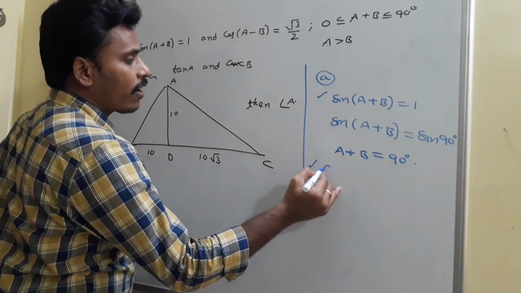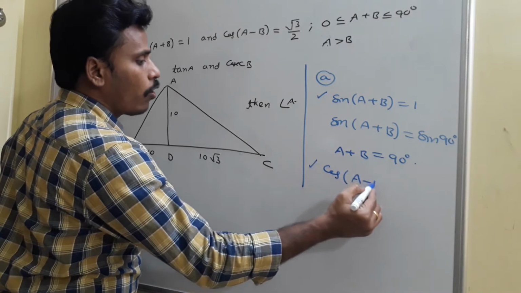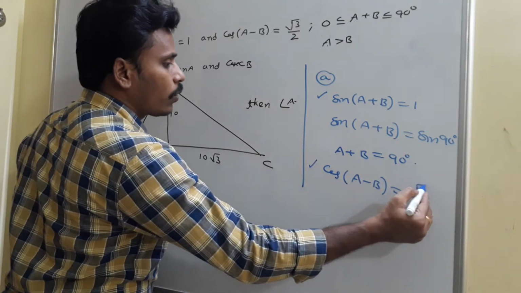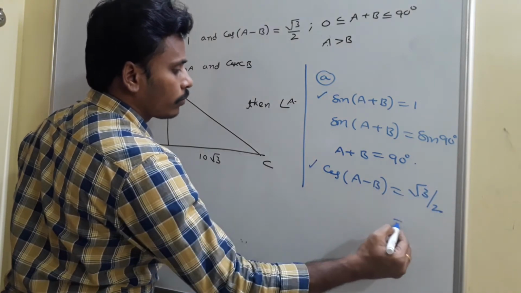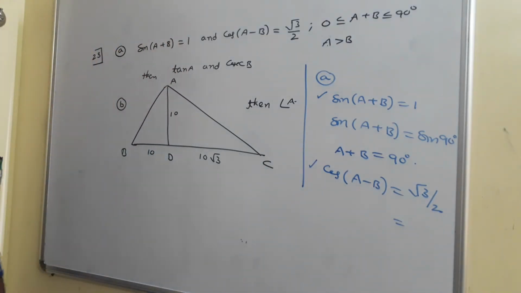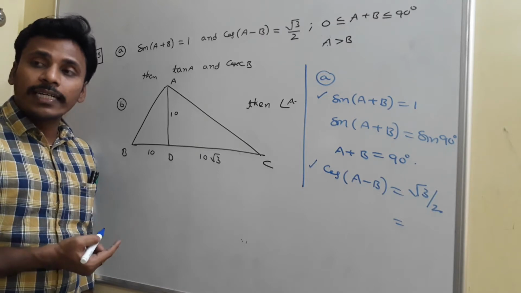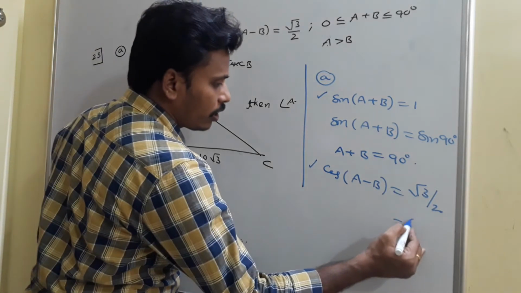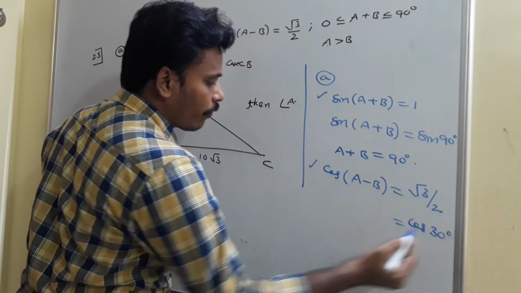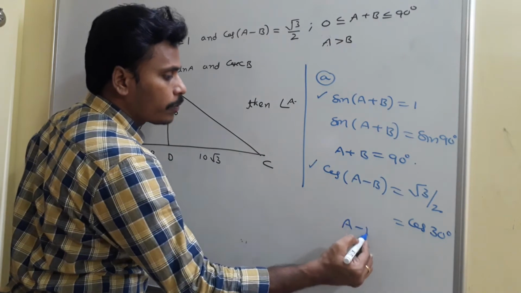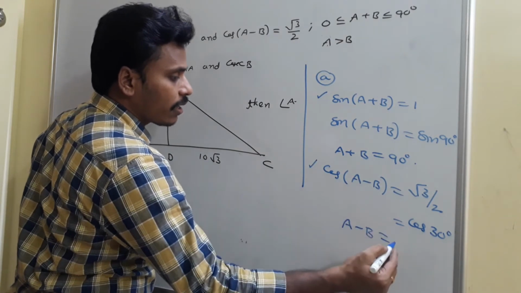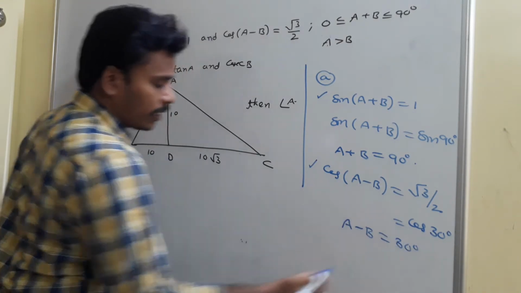Whereas the second relation is given that cos of a minus b is equal to root 3 by 2. And what is root 3 by 2? See, we know that cos 30 degrees is root 3 by 2. If you wish, check the table first, and cos of a minus b is root 3 by 2 in the sense cos a minus b angle is 30 degrees.